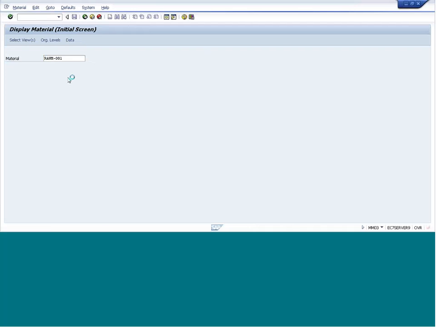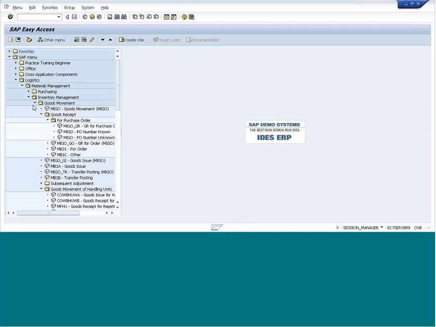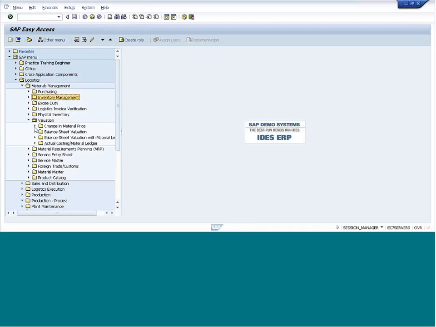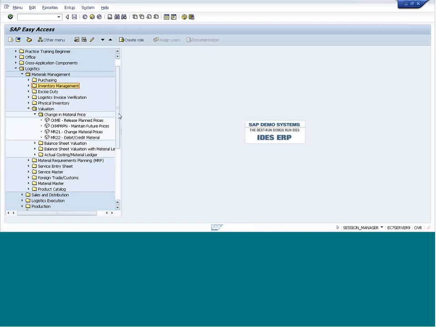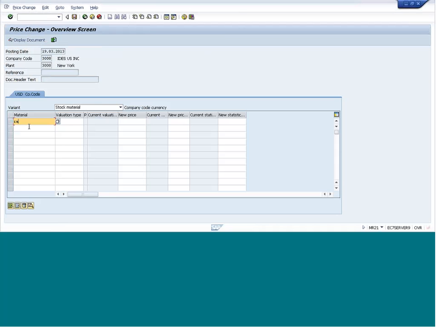Now we looked at that, and then let's say you are going to change the price. I can change the price also, right? For changing the valuation price, we cannot change it directly in the material master. You have to use the MR21 transaction. So when you go here to MR21, you enter that specific material, in our case raw material 001, and then you enter the value here. Right now it's $175.